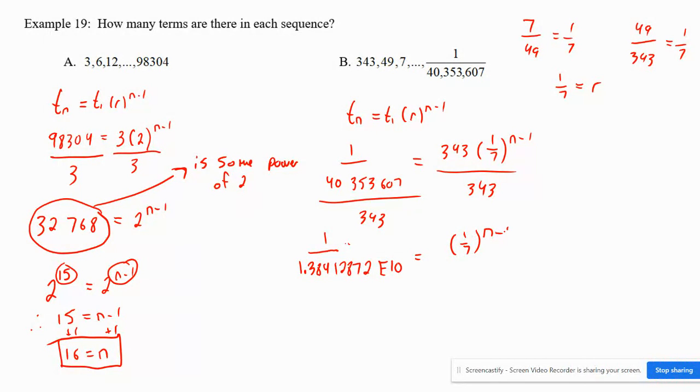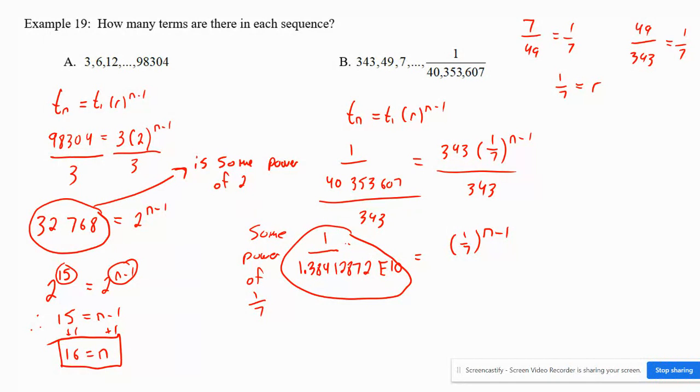This is 1.38412.872 times 10 to the 10th. Okay, so this number is getting ridiculously small. But the point I'm trying to get at is this over here is going to be some power of 1 over 7. So I'm going to go ahead and guess and check some power of 1 over 7. Okay, so let's try.